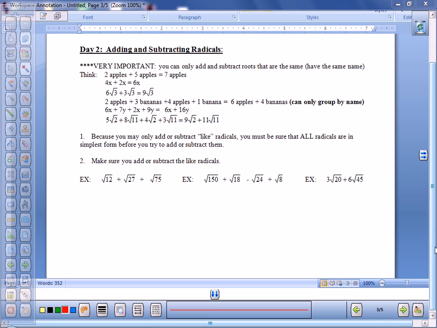We have to add the like roots. So we'll start with adding those that were root 2. 5 roots of 2 plus 4 roots of 2 make how many roots of 2? 9 root 2. 8 roots of 11 plus 3 roots of 11 make how many roots of 11? 11 roots of 11. All right, because you may only add and subtract like radicals, the first thing you're going to have to do is make sure you've simplified everything. You want everything in simplest form so you can tell what radicals you're dealing with. And then you'll add or subtract the like radicals. Take that first example, and I would like you to just simplify all the radicals.